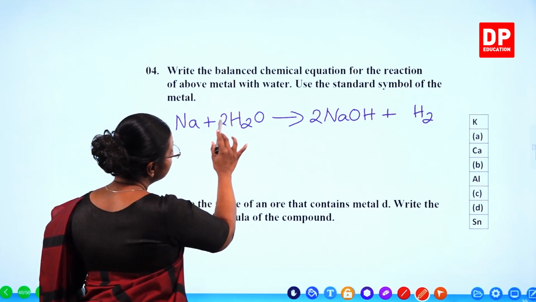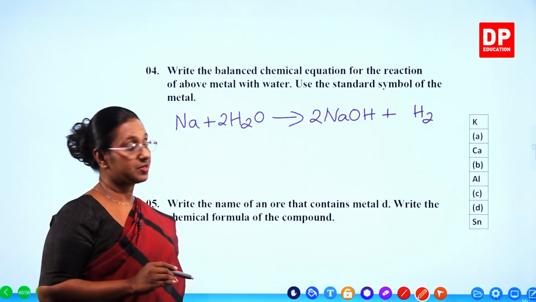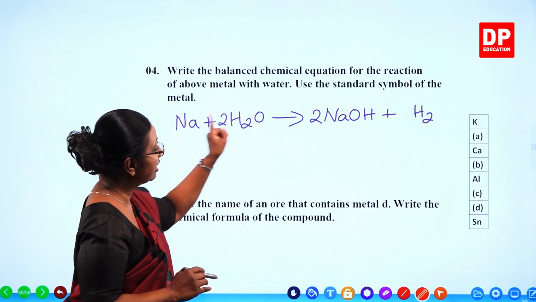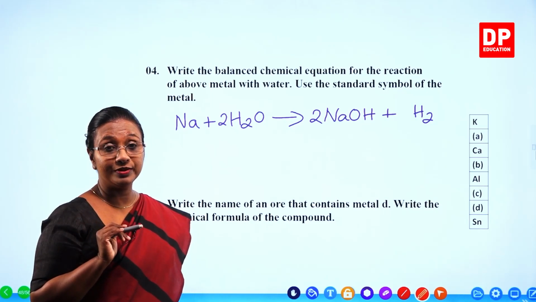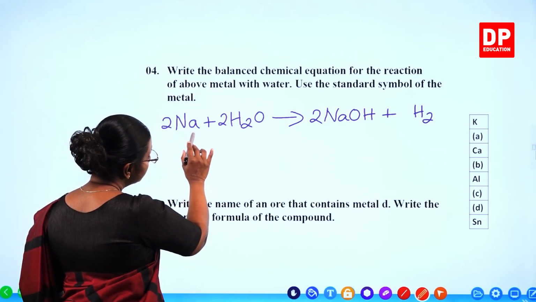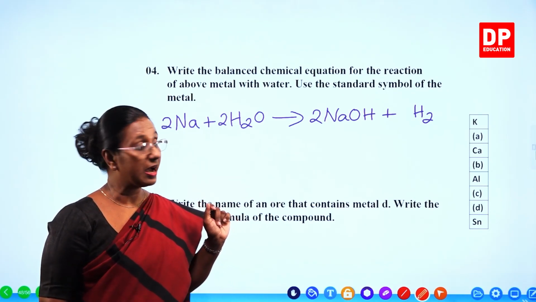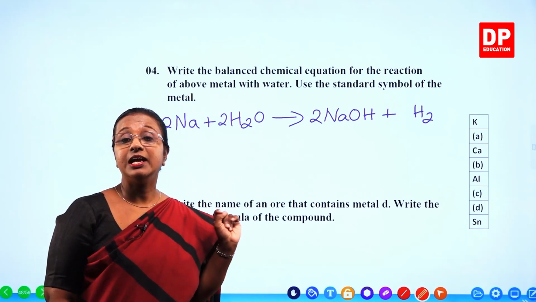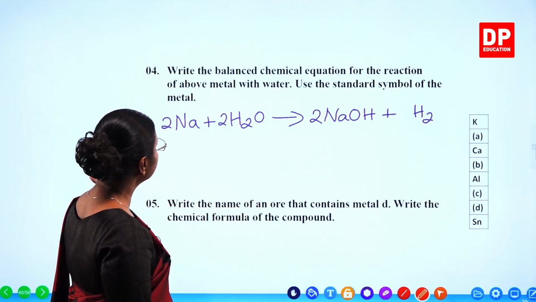If you check oxygen, 2 oxygen atoms. Here also 2 oxygen atoms. But sodium, there's only one here. There are 2 sodium atoms there. So what do we do for that? We put a coefficient 2 here. So 2 sodium with 2 water gives rise to 2 sodium hydroxide and 1 H2 gas. So that is the balanced chemical equation.